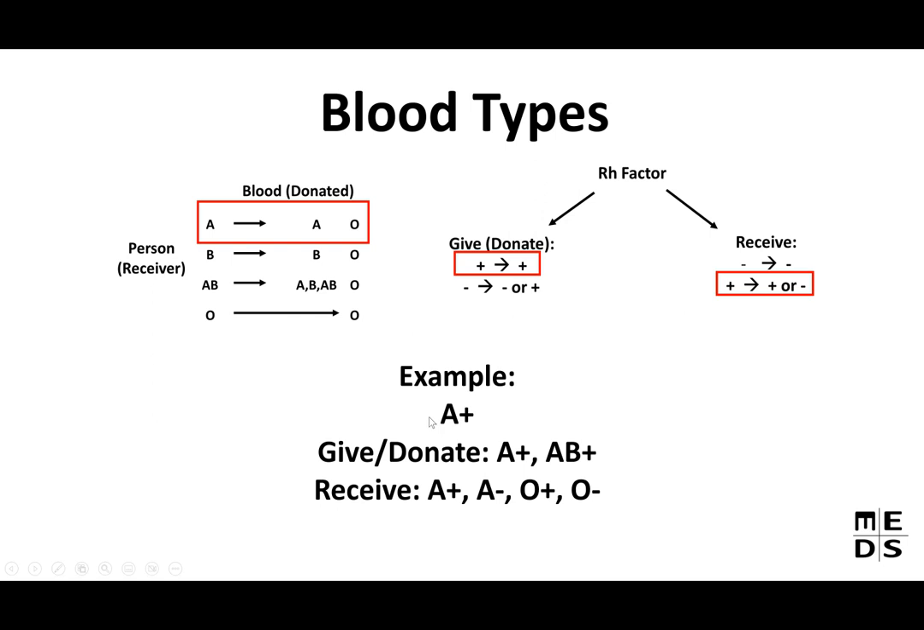So if we are A, we're going to go to A. It can be given, which is blood that's donated, either A or O, and those are the answers here, A and O. And then if we go to the RH factor, you can see that positive, sorry, we're going to start with receive.